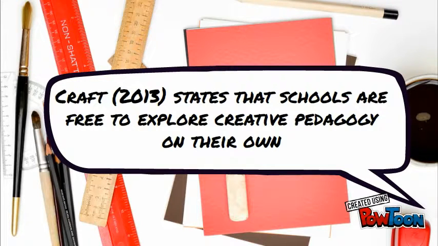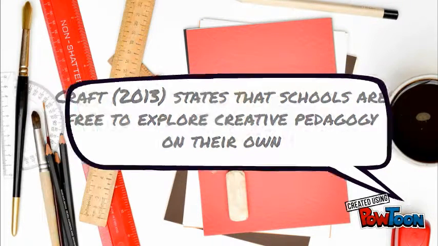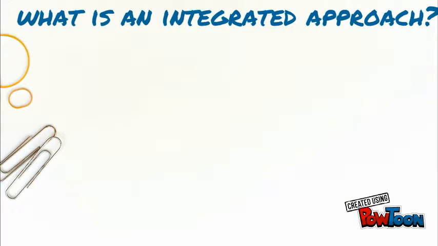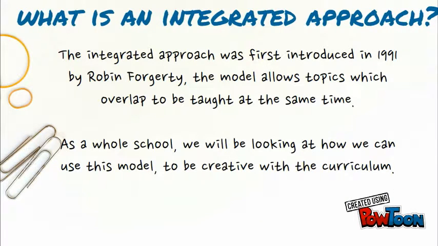Anna Craft suggests schools are free to explore these pedagogical approaches. This is what we as a school aim to achieve, to explore the integrated method to promote creative thinking, learning and teaching. The integrated approach was first introduced in 1991 by Robert Fogarty. The model allows topics which overlap to be taught at the same time. As a whole school, we will be looking at how we can use this model to be creative with the curriculum objectives. However, our main focus is within the core subjects of English, Maths and Science.